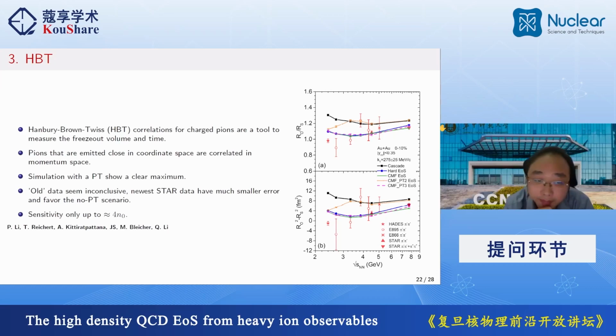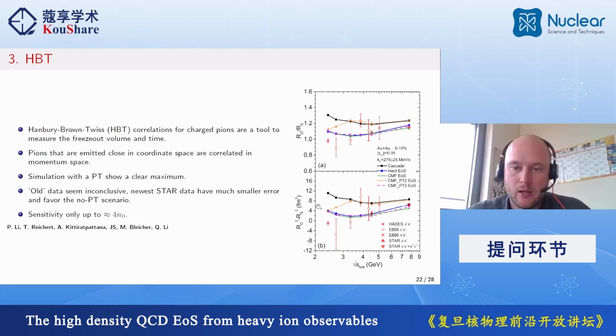Okay. Another question: you see that at low energy, this R out squared minus R side squared shows an increasing trend. So could you understand this? Yeah, the minimum. Well, there are different ways people are trying to understand this. There's this idea that you basically see the transition from baryon to meson-dominated matter, right? Because at low energies you have a lot of baryons and they have a very large cross section. So people say that the system just lives longer because of this large cross section.